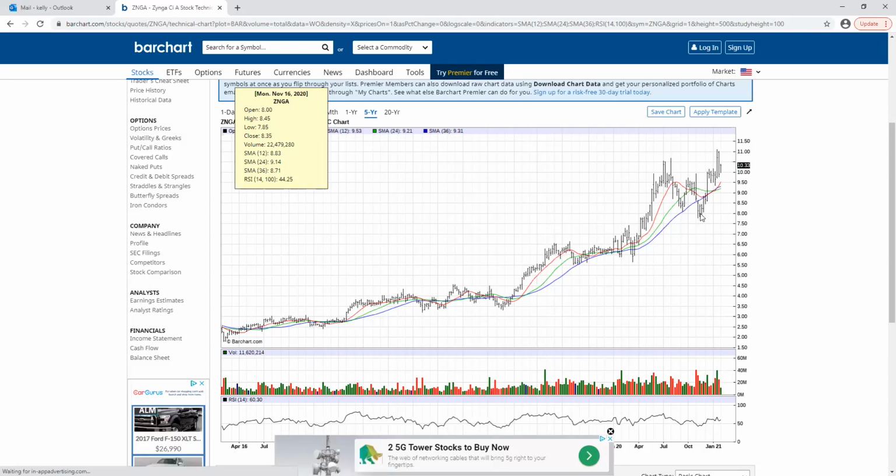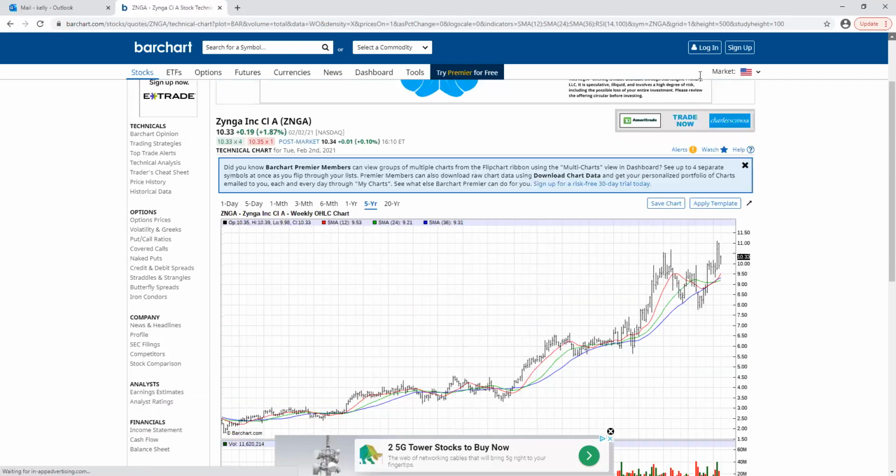And let's see what it looks like on a short-term basis, like a 1-month basis.